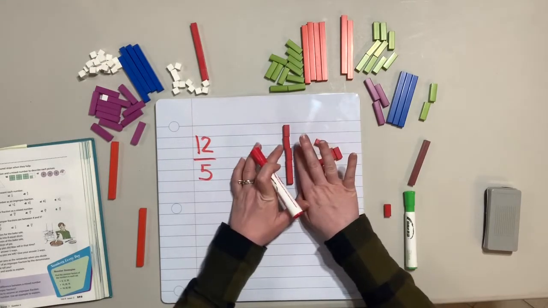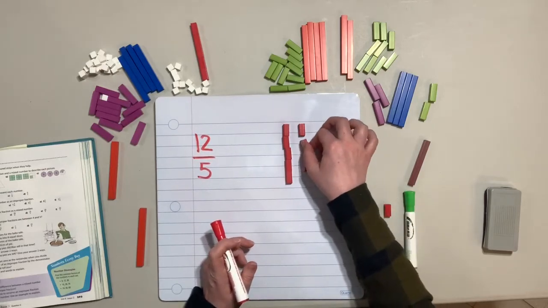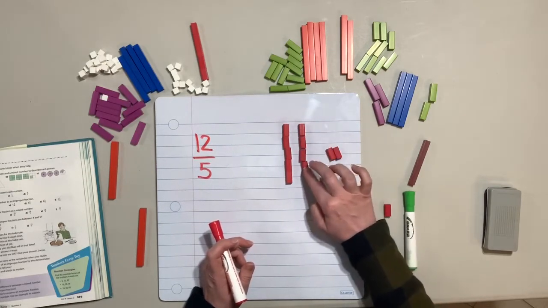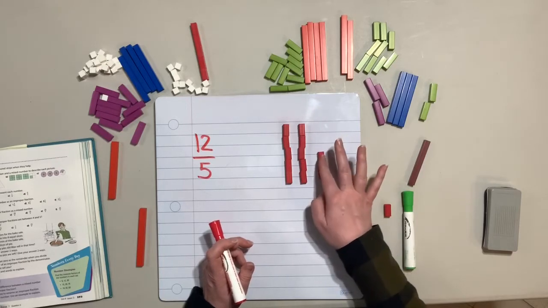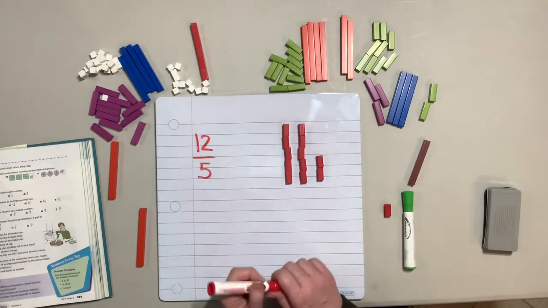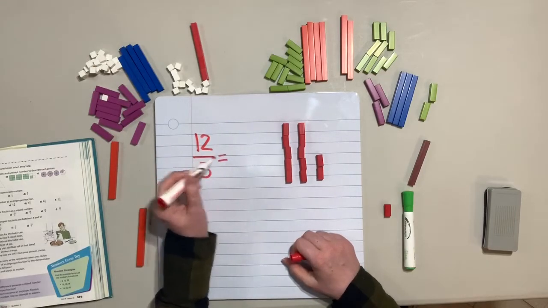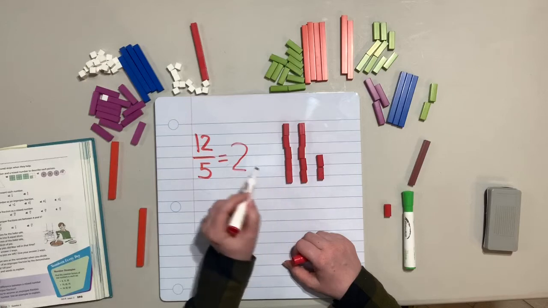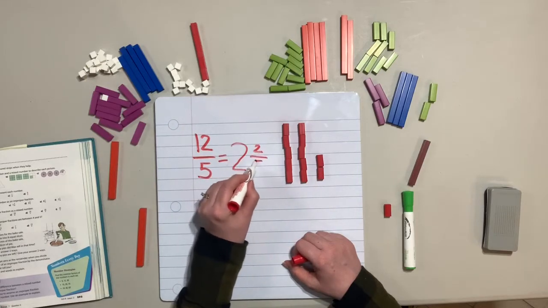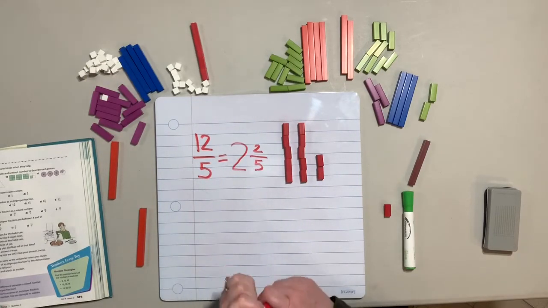So there's my first whole. 1, 2, 3, 4, 5. There's my second one. And then I have 2 left over. So from this, we can see the 12 fifths equals 2 whole ones, so 2, and 2 fifths left over. So 2 and 2 fifths.